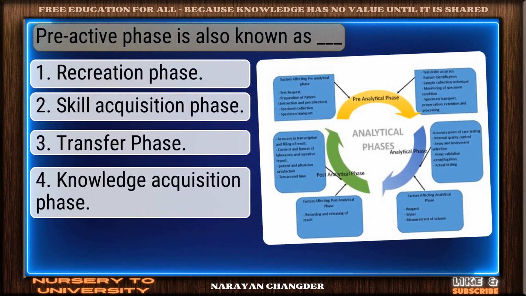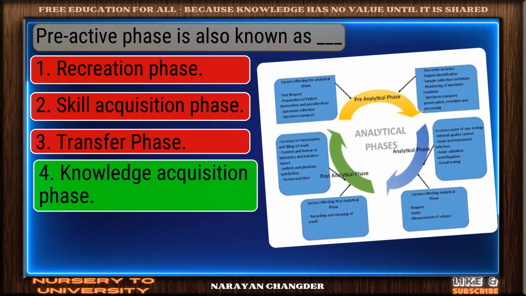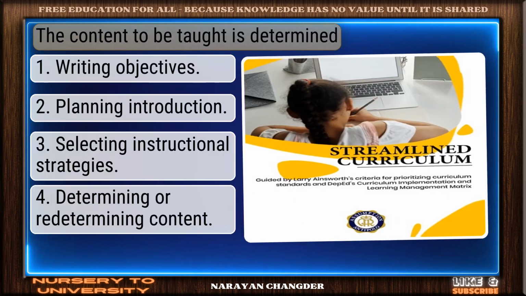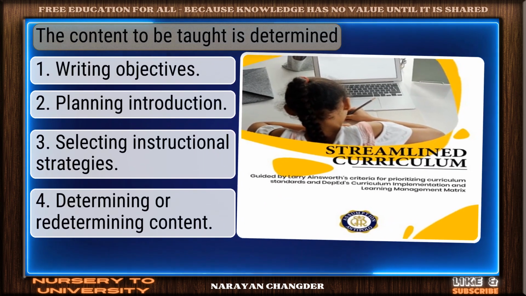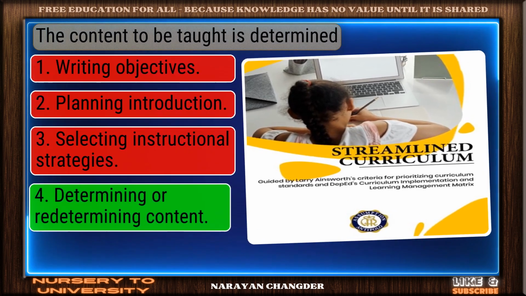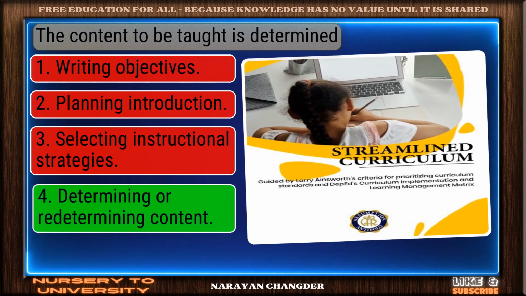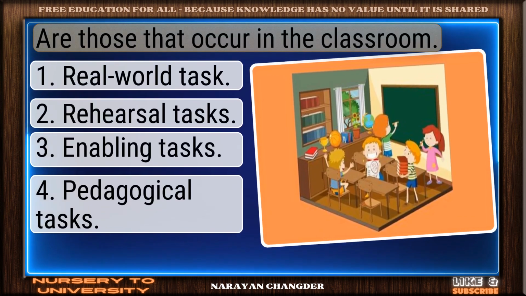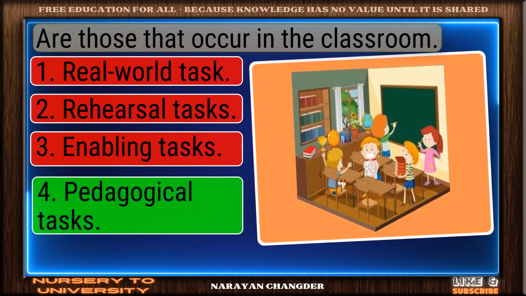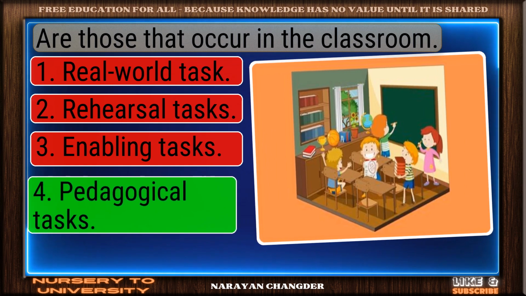Preactive phase is also known as dash. Smart pick. Knowledge acquisition phase is the correct choice. The content to be taught is determined. Correct. Determining or redetermining content is the right answer. Are those that occur in the classroom? Perfect. Pedagogical tasks is the correct choice.